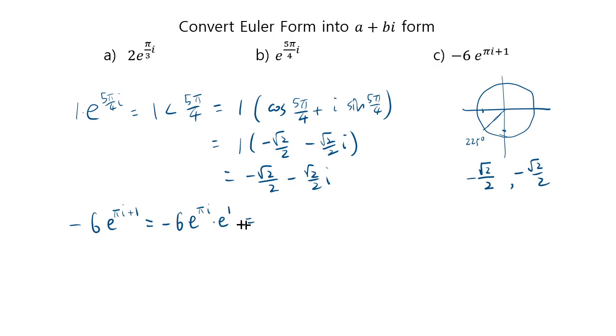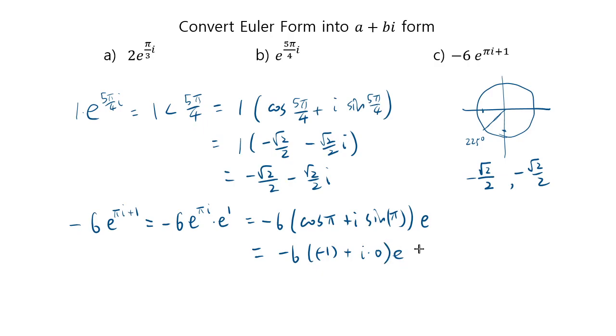The one that looks like Euler identity, we use the Euler identity: cosine of pi plus I times sine of pi, and then times e to the first power. Cosine pi is -1, whereas sine pi is 0, and -6 times -1 is +6, so you have 6e as your answer.